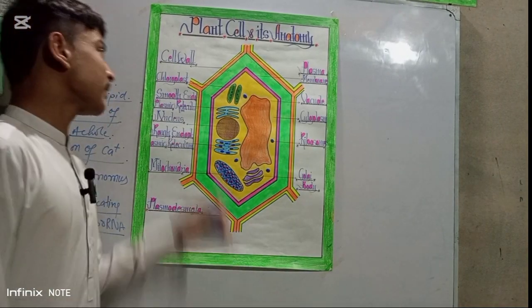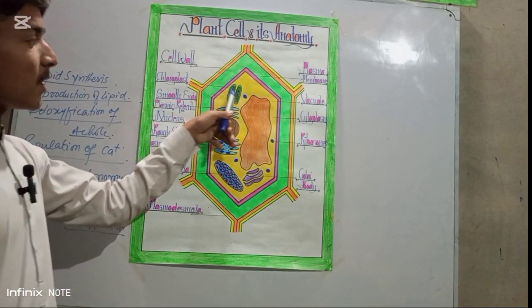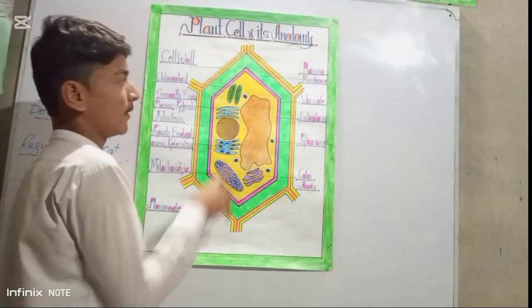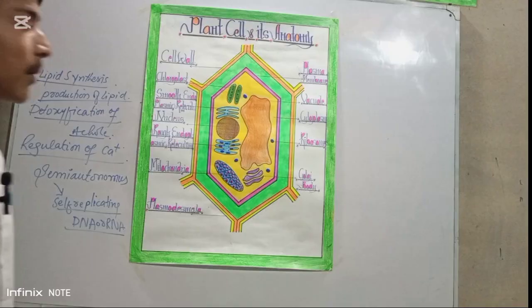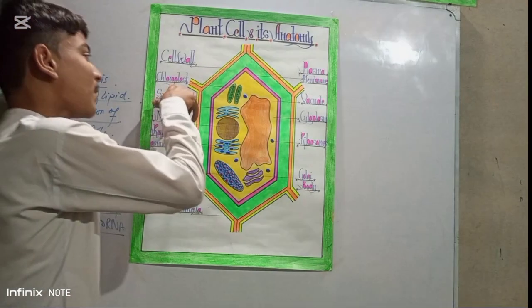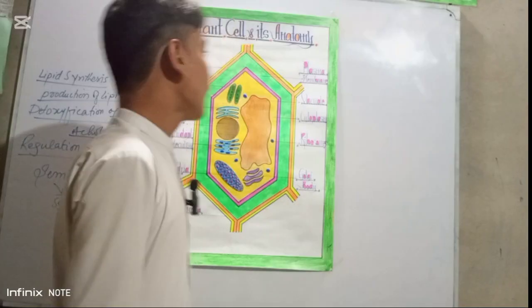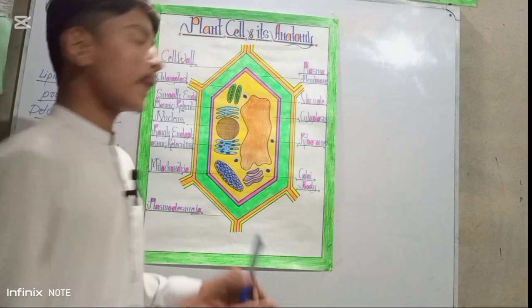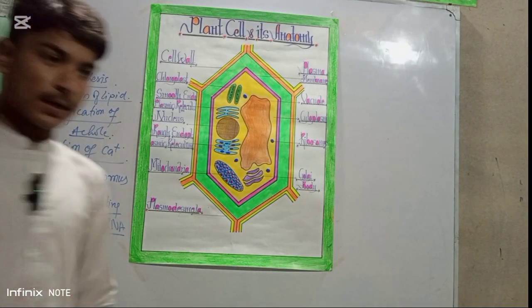The second organelle we discuss is the chloroplast. The chloroplast has a double membrane, an outer membrane and an inner membrane. The chloroplast has a fluid known as stroma. It has sac-like structures called thylakoids, which contain chlorophyll. Chlorophyll helps in absorbing sunlight.